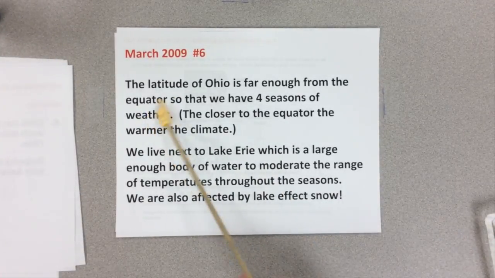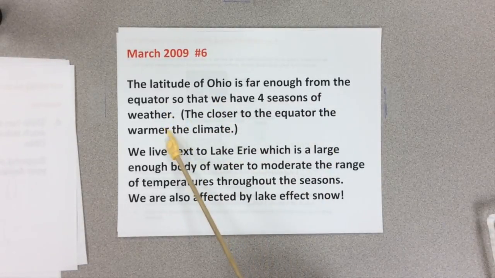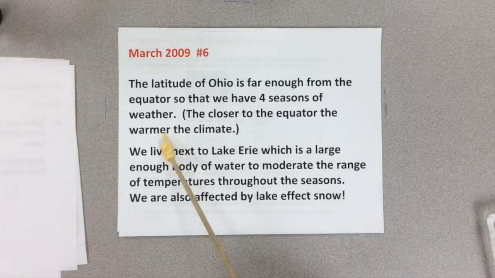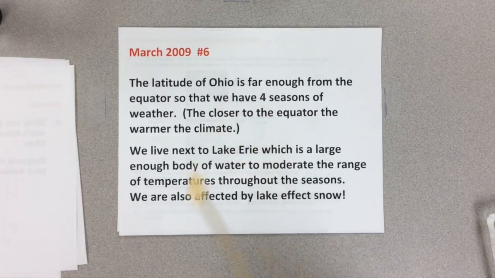It says the latitude of Ohio is far enough from the equator so that we have 4 seasons of weather. Remember, the closer to the equator, the warmer the climate. So our latitude, halfway toward the pole there, gives us our 4 seasons.